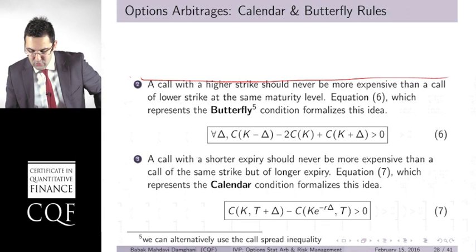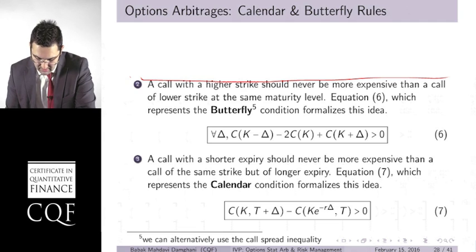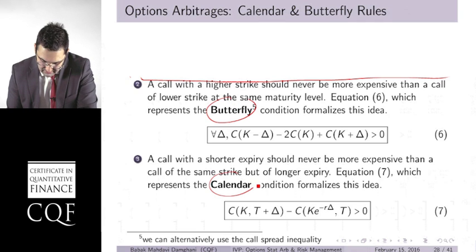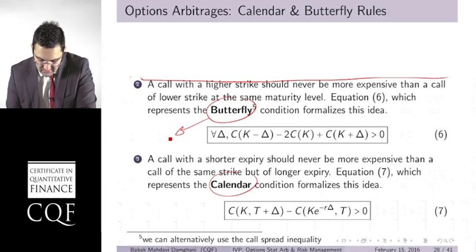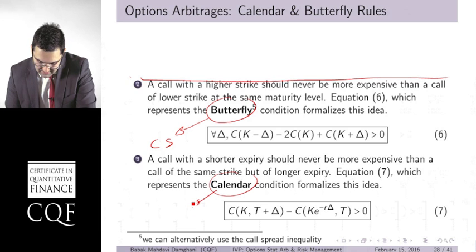All right, so there's two different arbitrage conditions that happen to be in common with all the asset classes. You have the butterfly arbitrage and the calendar spread arbitrage. The butterfly is sometimes also known as the call spread arbitrage, because a butterfly is essentially a spread of call spreads. And the calendar arbitrage is also known as the falling variance arbitrage. Okay?